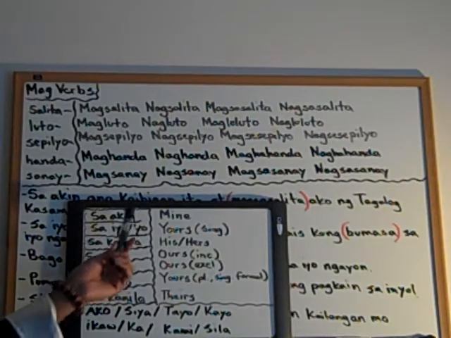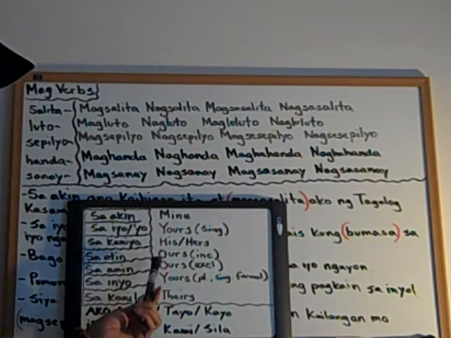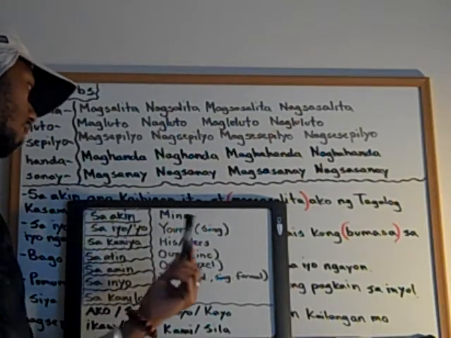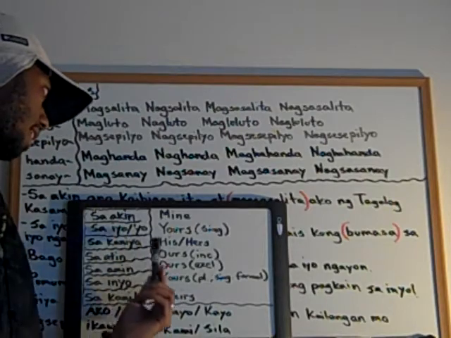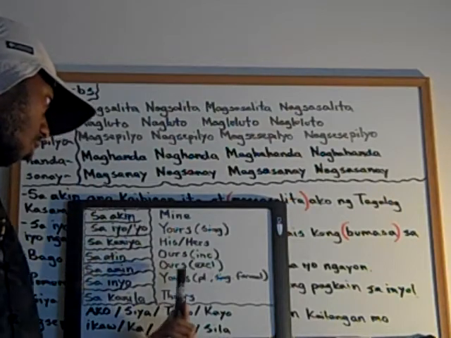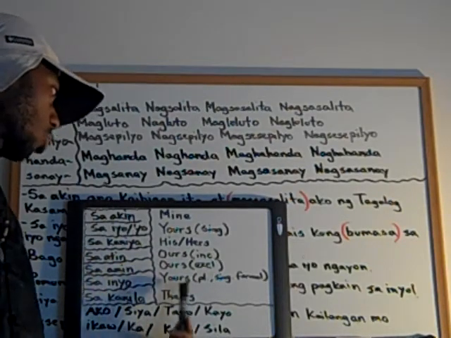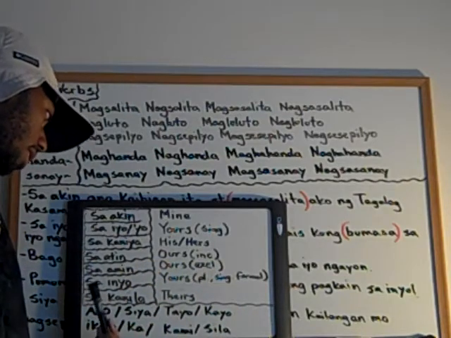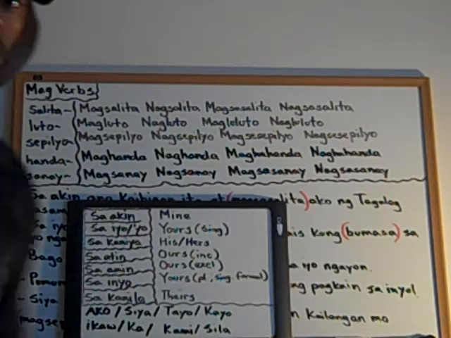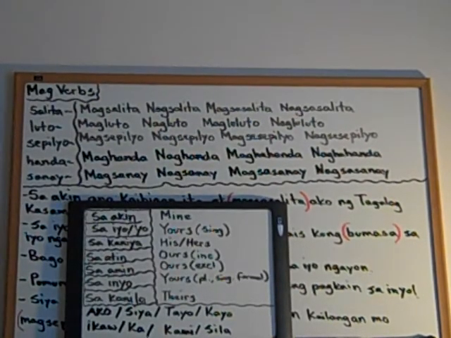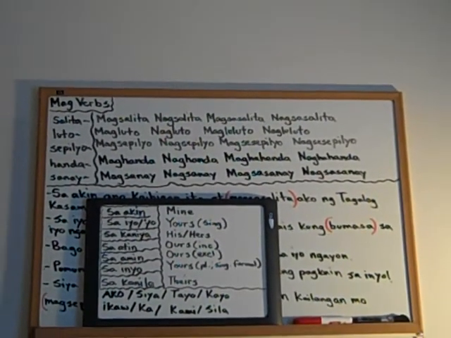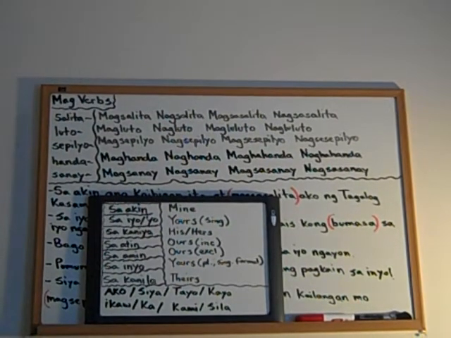So, mine, yours, his, ours. See, sa akin, mine. Sa iyo, yours, singular. Sa kaniya, his or hers. Sa atin, ours, inclusive. Sa amin, ours, exclusive. Sa inyo, yours, plural, singular, formal. Sa kanila, theirs. Okay, so yeah. You guys are going to see some examples here on how I use those. All right. Let me back this up. All right. So that's that.